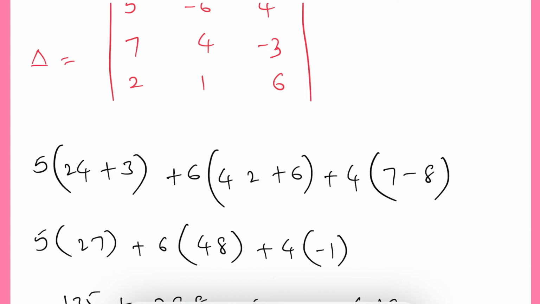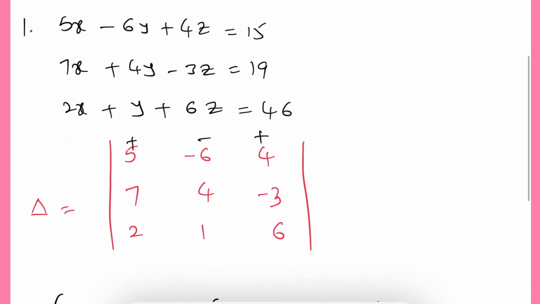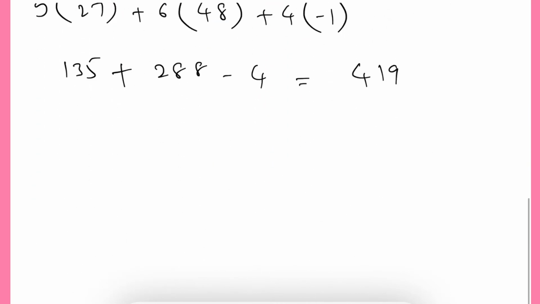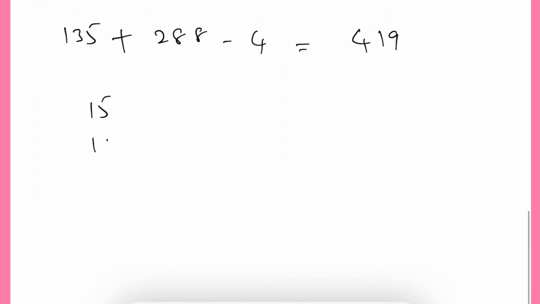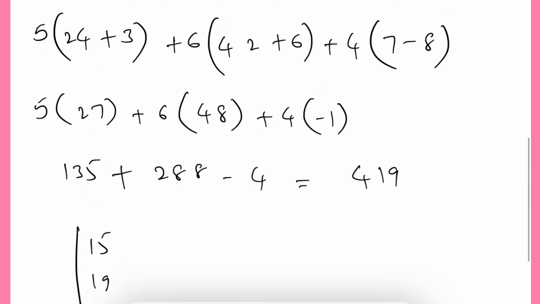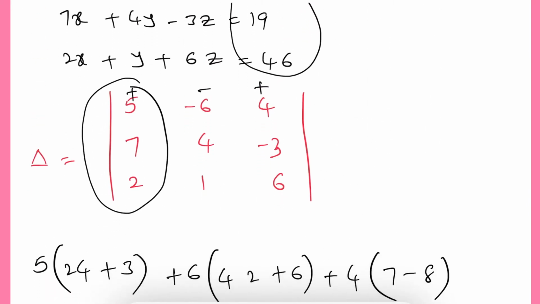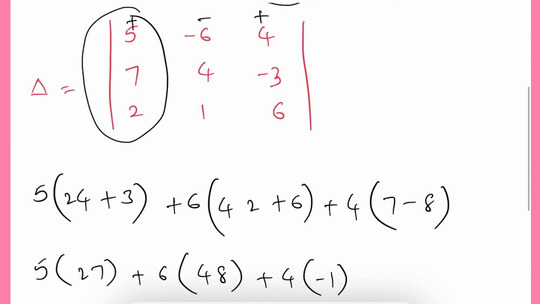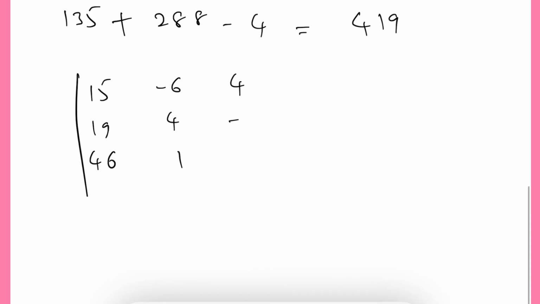This is the value of delta. Now we need to find out the delta 1 value. For that, what we will do is, this total first column we need to replace with these constant numbers. So 5, 7, 2 we need to replace with 15, 19, 46. Then delta 1 will become 15, 19, 46. And second column, third column as usual: minus 6, 4, 1, and the third column will be 4, minus 3, 6. This is the matrix for delta 1.